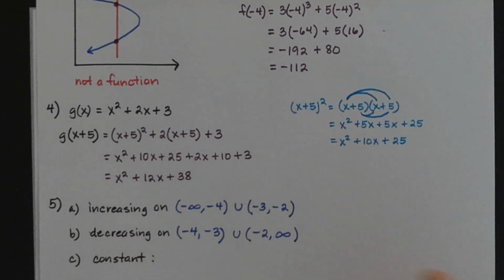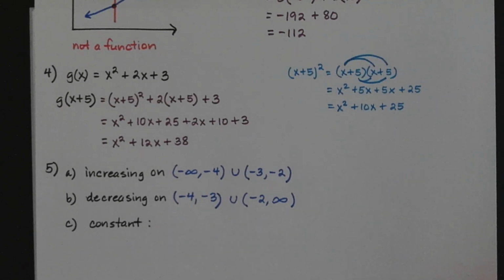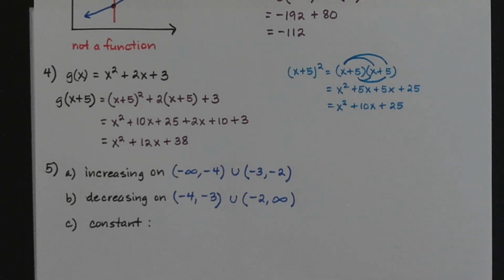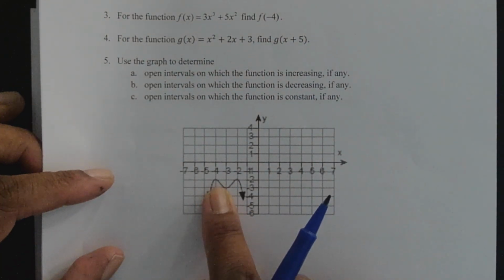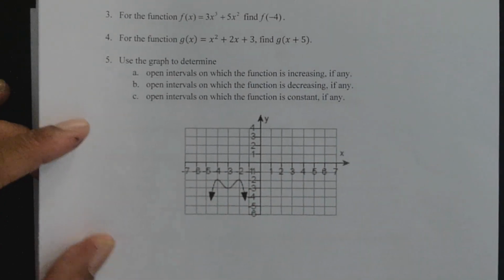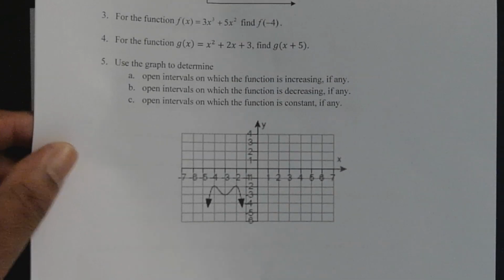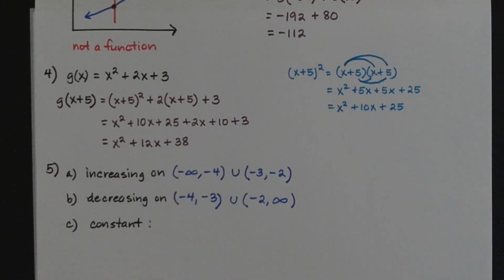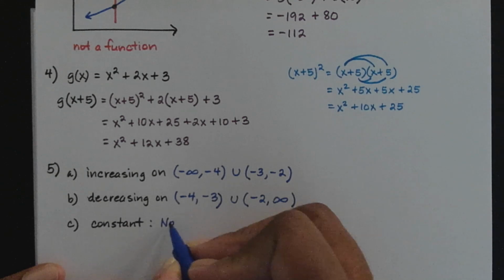And the parentheses on the numbers are there because there's no dot. Well, we're not including where it reaches its highest point. We're not including the highest point and the lowest point on the graph. That's why we use parentheses. And for it being constant, you can just say none.